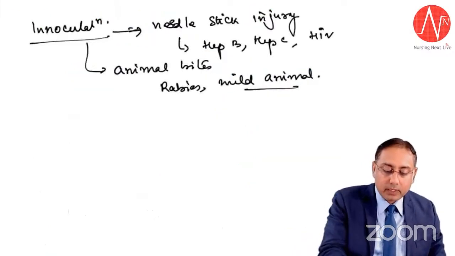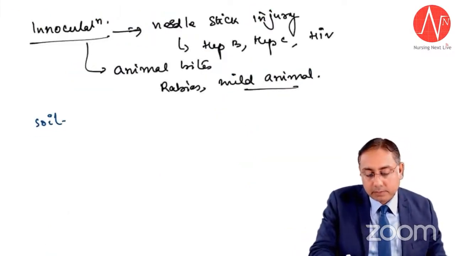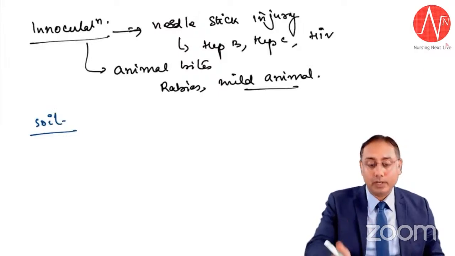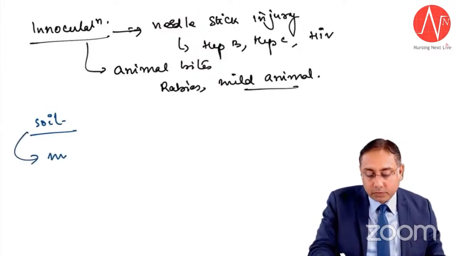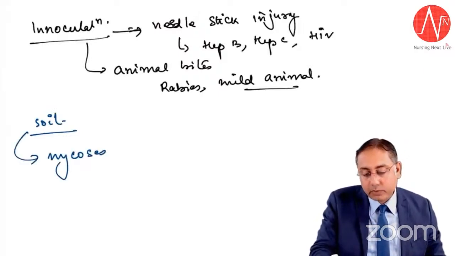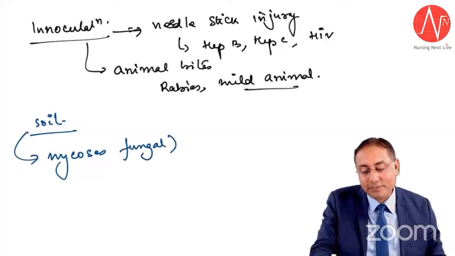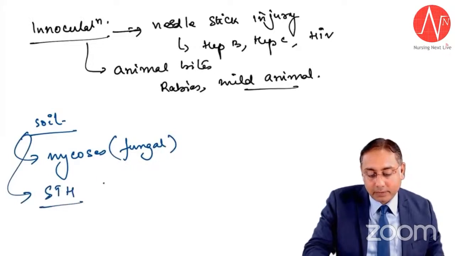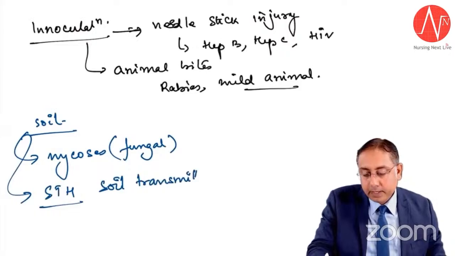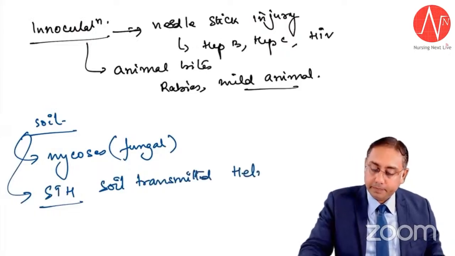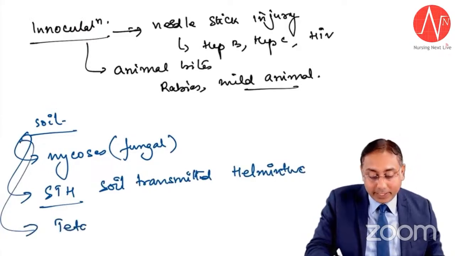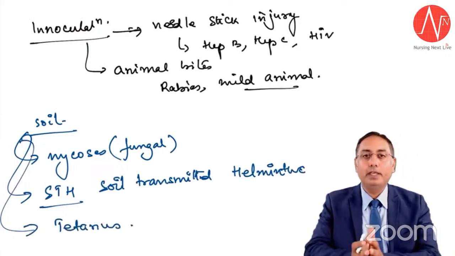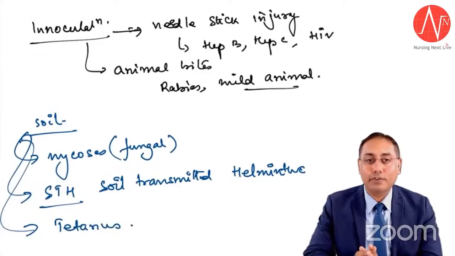Soil transmission. Soil can be interesting. Soil can transmit many infections. So soil transmitted infection could be many fungal infections, mycosis. The soil transmitted could also be the soil transmitted helminthic infections. The soil could also be transmission for tetanus. So soil could be one of the sources and the reservoir for tetanus.